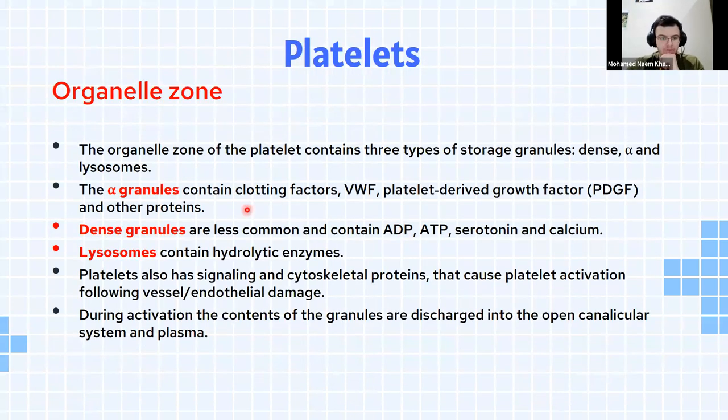So let's move to the second one, which is the dense granules. They're less common, so you're going to find them less. And they contain ADP, ATP, serotonin, and calcium. Again, calcium is for what? Calcium is for the contraction between the actin and myosin. Remember that from MSK? That's why there's calcium here.